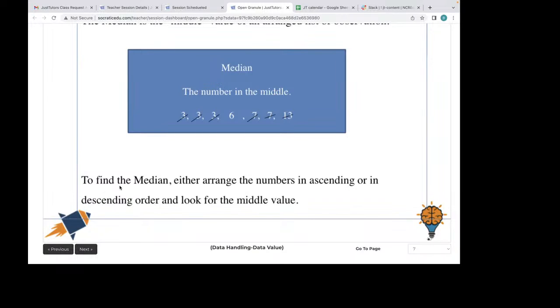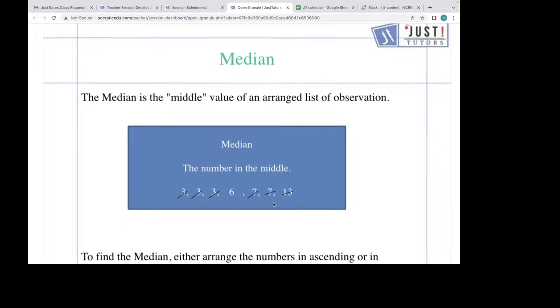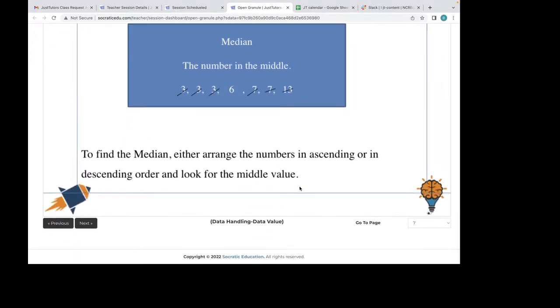Okay, to find the median, either arrange the numbers in ascending order or in descending order to look for the middle value. So what is the meaning of arranged list? Arranged means it is either arranged in ascending order or in descending order. So अगर हमारे पास कोई भी रैंडम डेटा है तो मीडियन निकालने के लिए हम सबसे पहले क्या करेंगे, उसको असेंडिंग ऑर्डर में या फिर डिसेंडिंग ऑर्डर में अरेंज करेंगे. उसके बाद जो बीच वाली वैल्यू आएगी उसे ही हम क्या बोलते हैं, मीडियन.